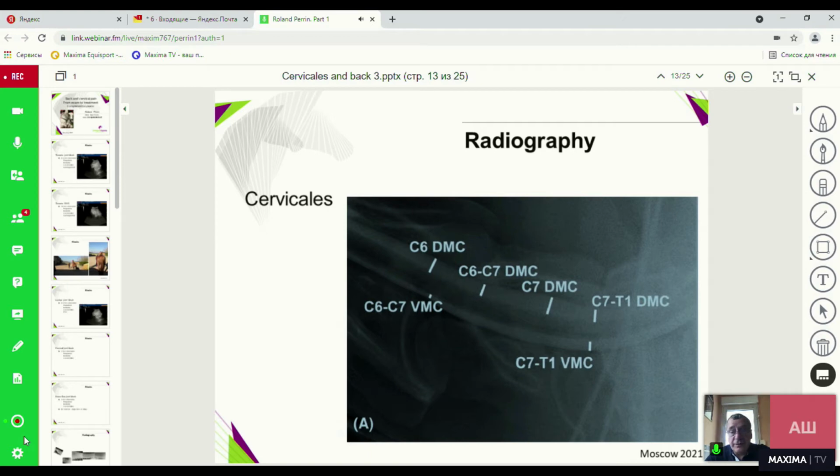After, you can do myelography if you want to see if you have a stenosis of the vertebral canal.